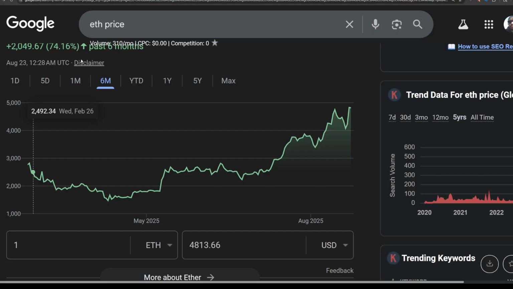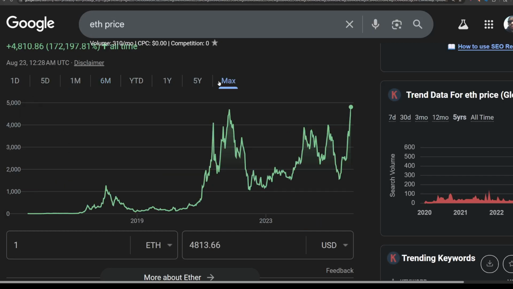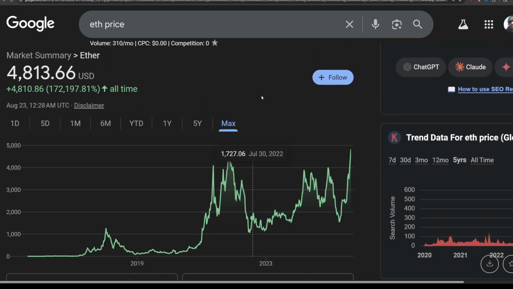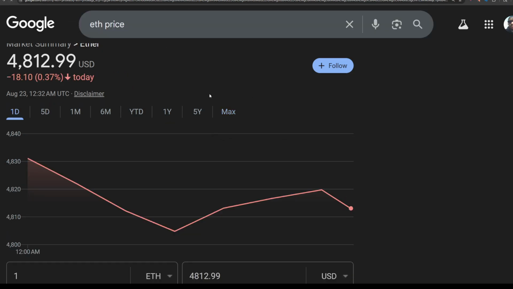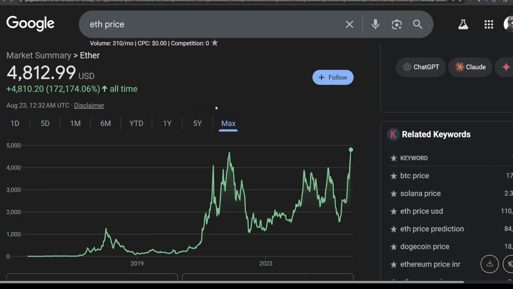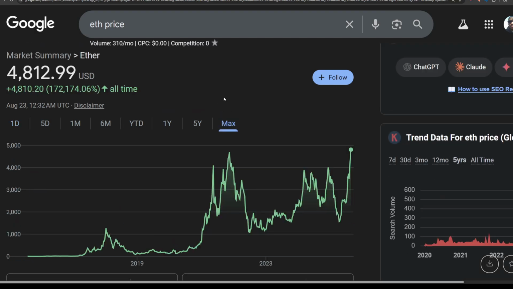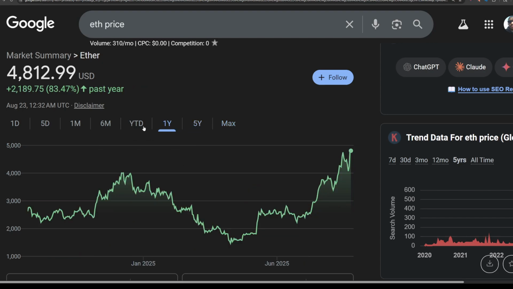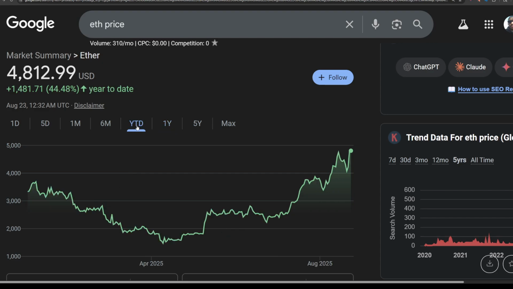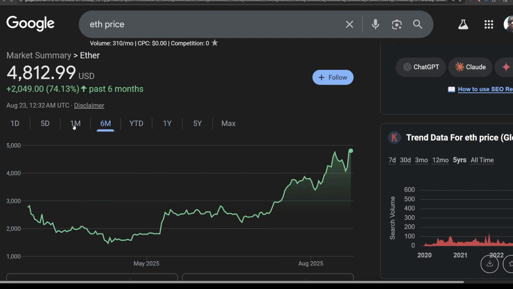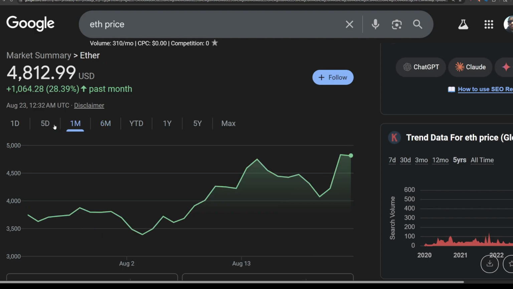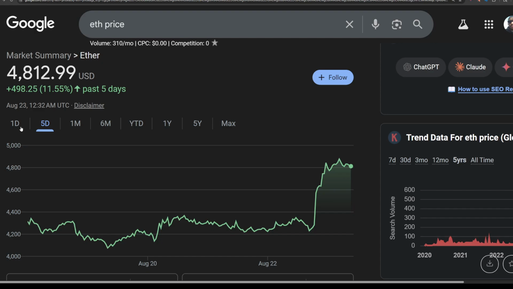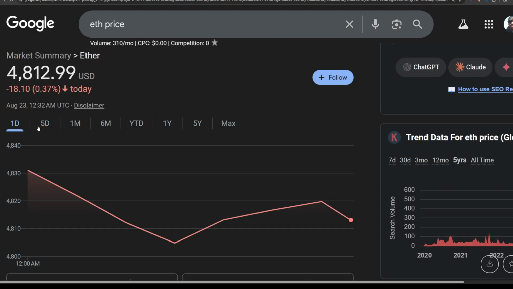and the Ethereum price. So let's take a look at the max. This is the max chart from Google. Let's refresh just so you're clear. It's the max price chart. It's the 5-year, the 1 year, year to date, 6 months, 1 month, 5 days, and 1 day.